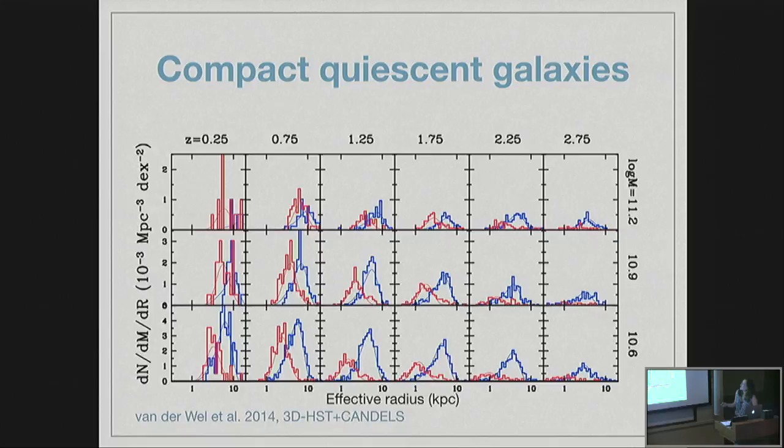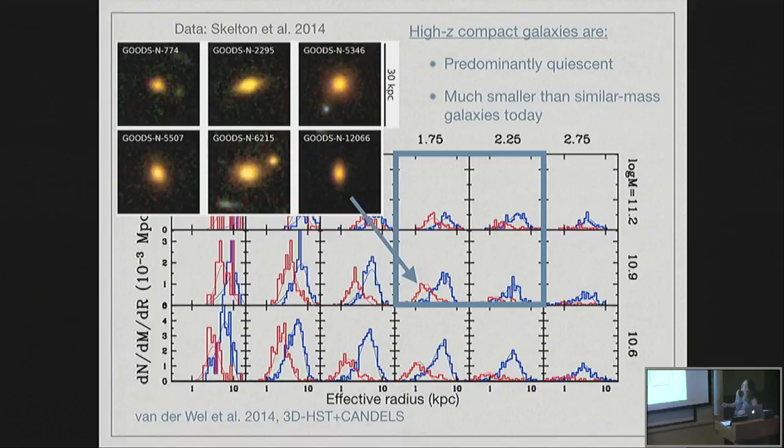Here are some examples of what these galaxies look like. These are HST composites from CANDELS. And you can see from this why sometimes these galaxies are referred to as red nuggets. So we can see observationally that high redshift compact galaxies are predominantly quiescent and that they're much smaller than their local counterparts of similar mass.